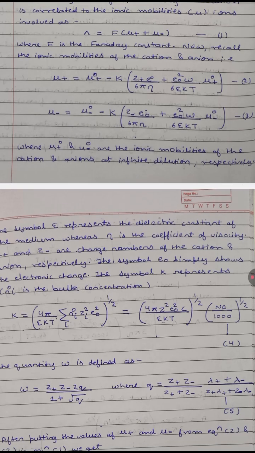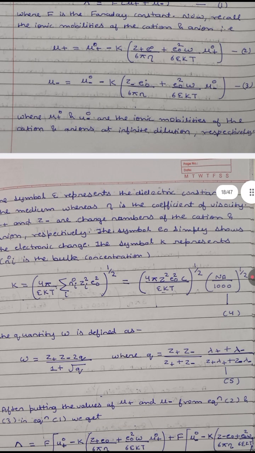Now recall the ionic mobilities of cation and anion, that is μ+ = μ0+ - [K Z+ e0 / (6π η) + e0² ω / (6 ε K T) μ0+], equation 2.